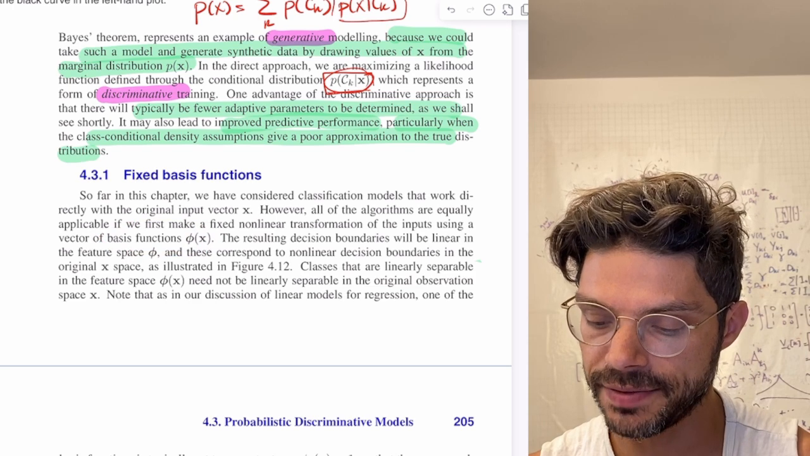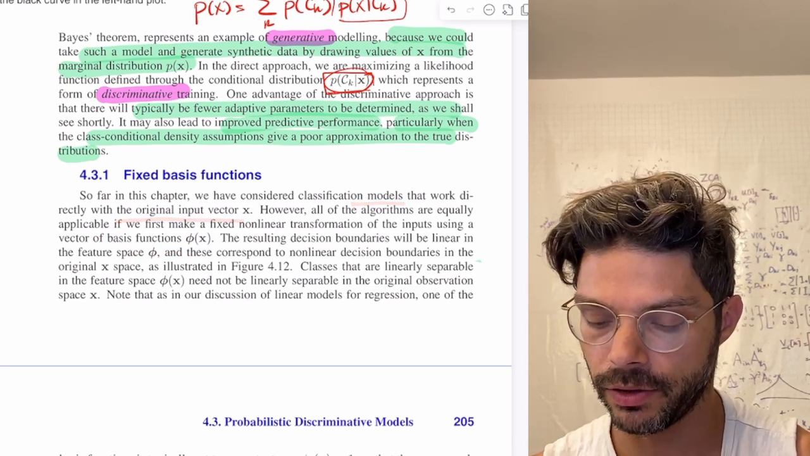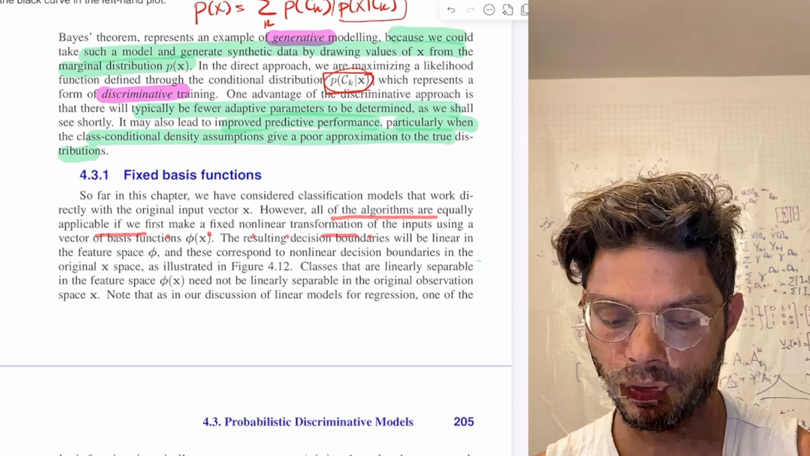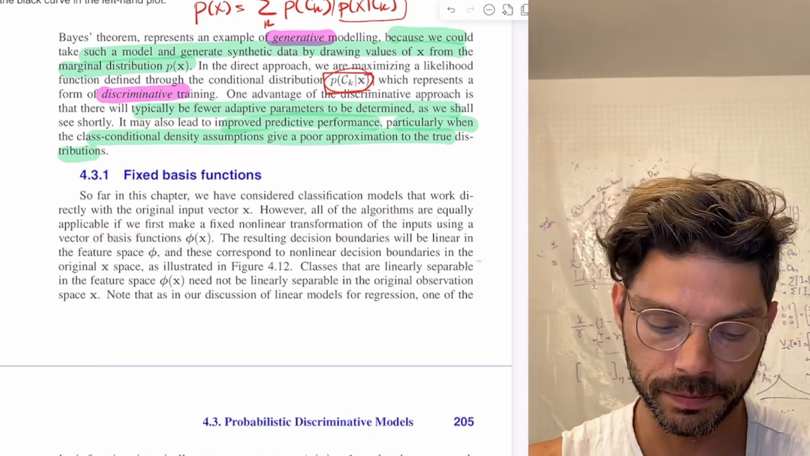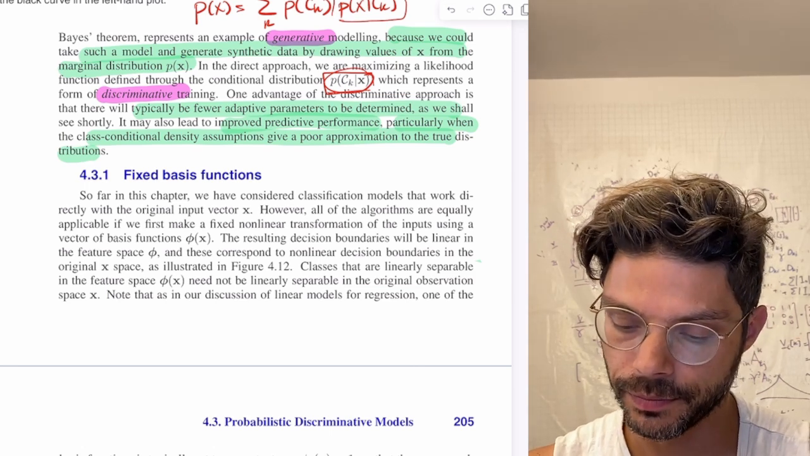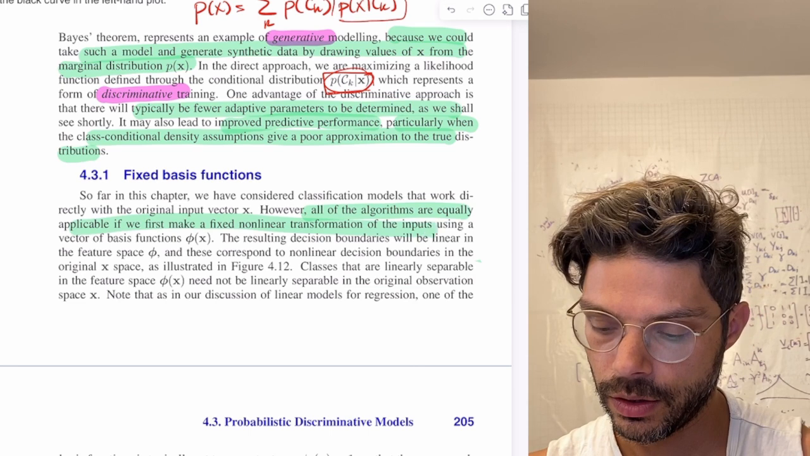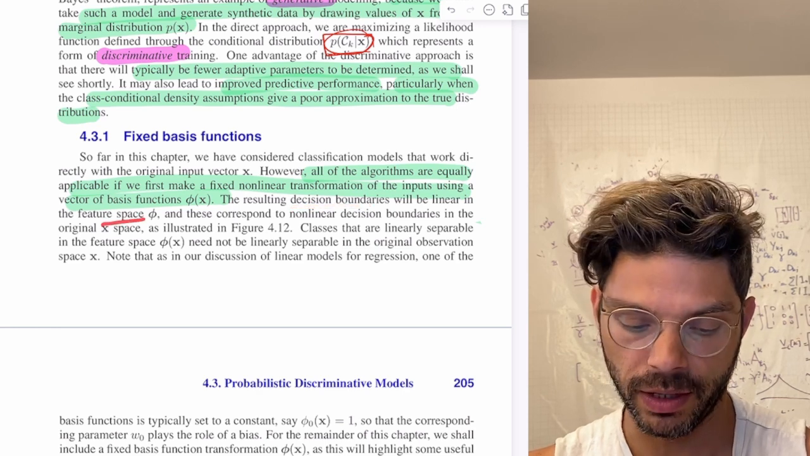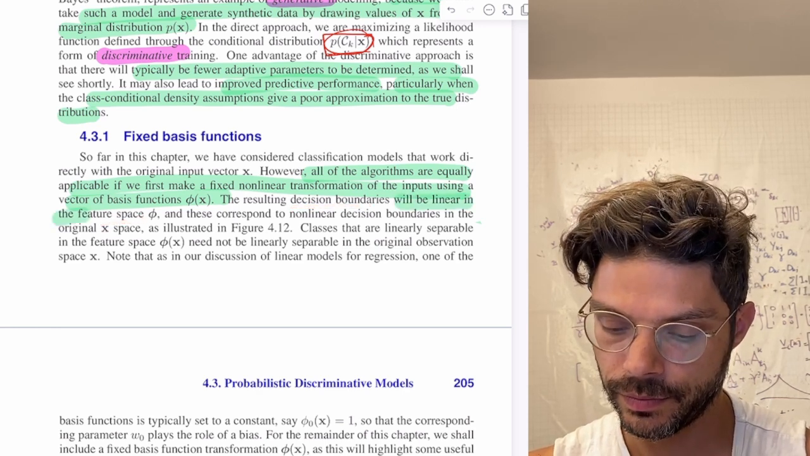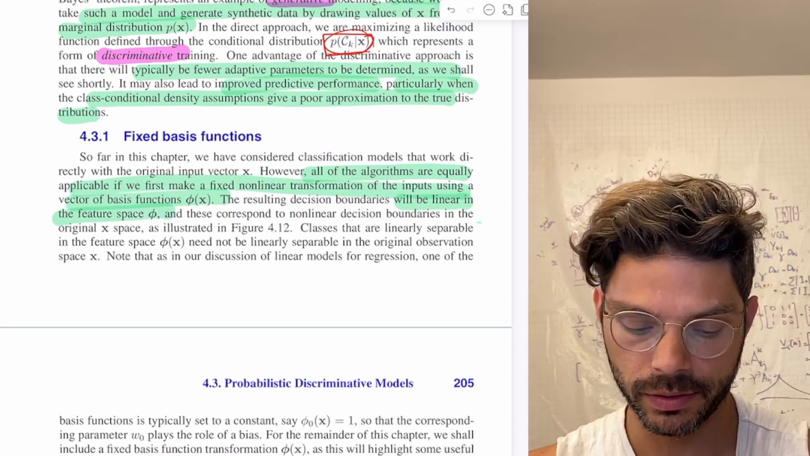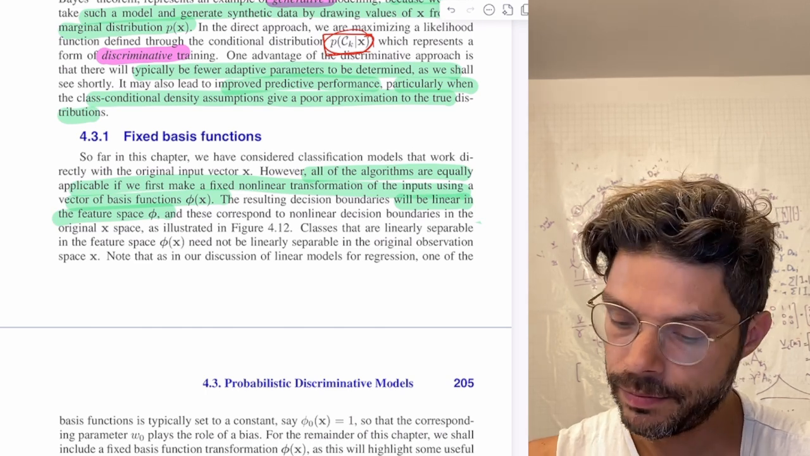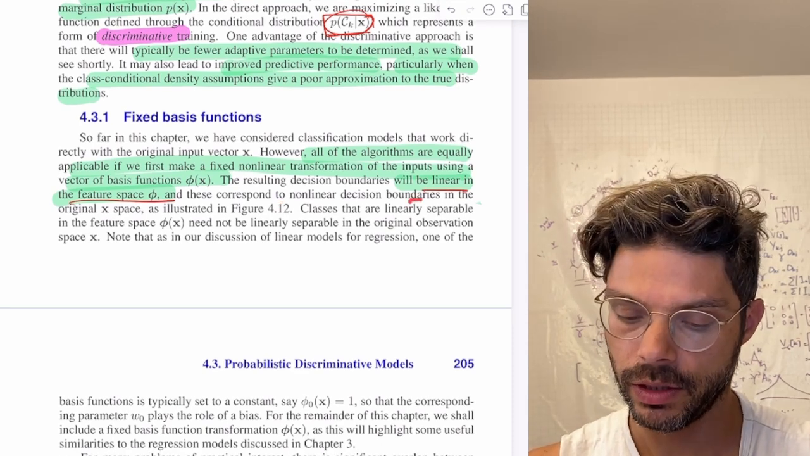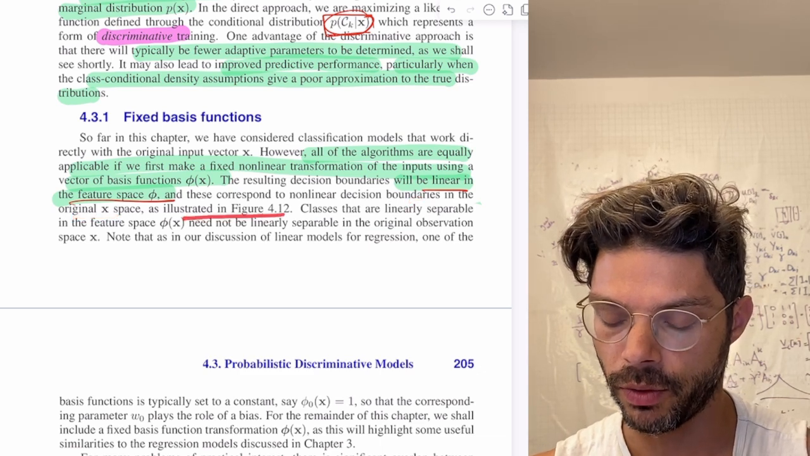So we have considered classification models that work directly with the original input vector. However, all of the algorithms are equally applicable if we first make a fixed nonlinear transformation of the inputs using a vector of basis functions phi of x. Right, so that's important. The resulting decision boundaries will be linear in the feature space, right? So not necessarily in the original data space. And these correspond to nonlinear decision boundaries in the original space as illustrated in figure 4.12.